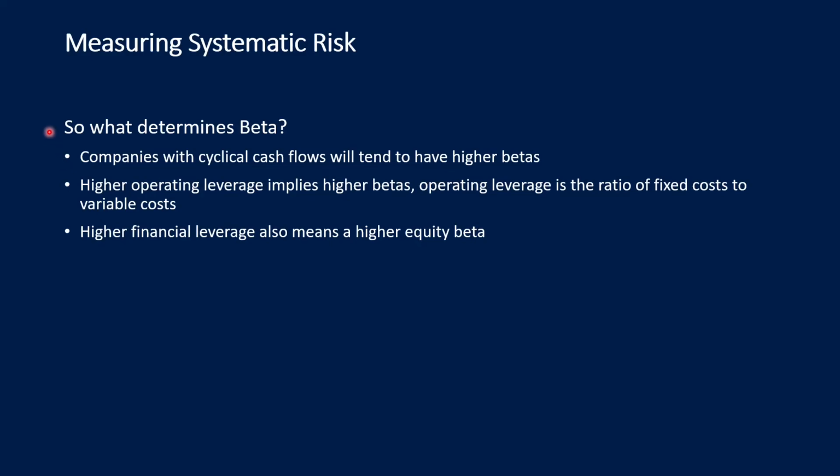So, what determines the beta? Companies with cyclical cash flows will tend to have higher betas. Higher operating leverage implies higher betas, but what is operating leverage? That is the ratio of fixed cost to variable cost. And, as I said, higher financial leverage also means a higher equity beta.